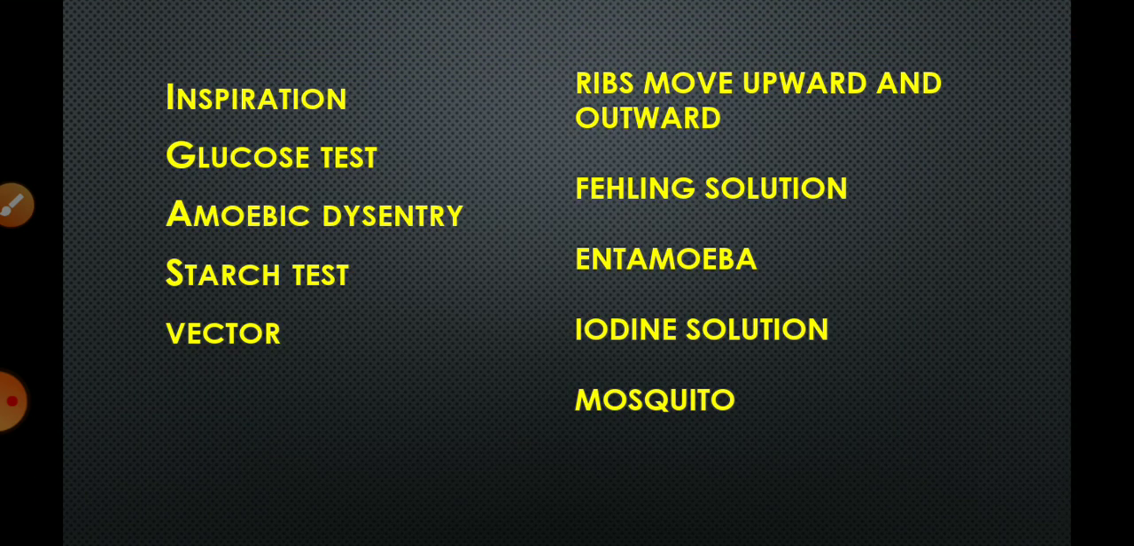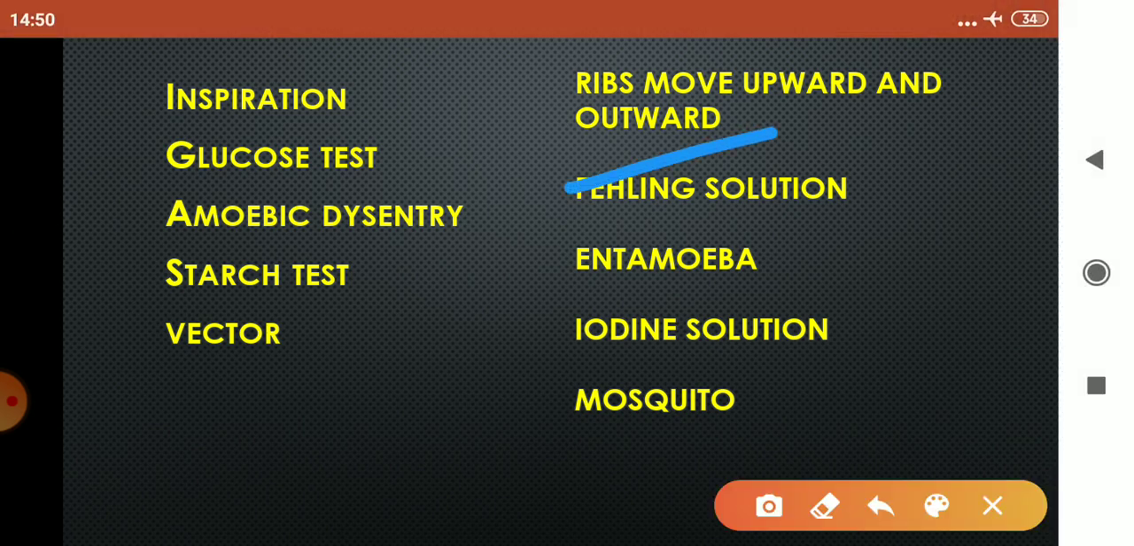Now children, the answers are again written here. For inspiration, ribs move upward and outward. Glucose test, Fehling solution.